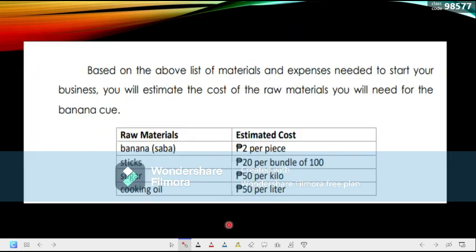Okay. Now, based on the above list of materials and expenses needed to start the business, you will estimate the cost of the raw materials you will need for the banana Q. So, let's start with the raw materials first. For the banana or the saba, the estimated cost is 2 pesos per piece. Okay? For the sticks, you have 20 pesos per bundle, and that consists of 100 sticks per bundle. Then for sugar, we have 50 pesos per kilo. Then for cooking oil, you have 50 pesos per liter.